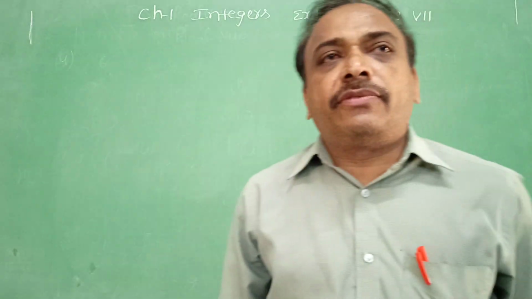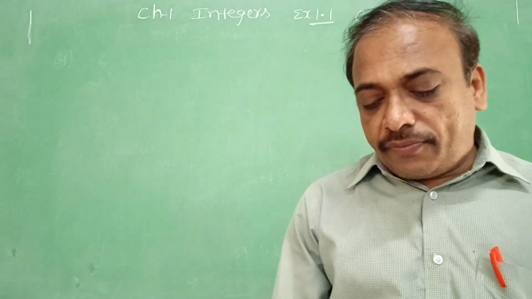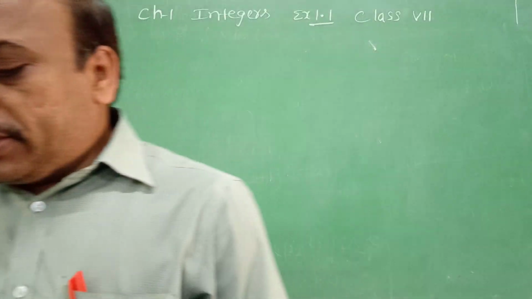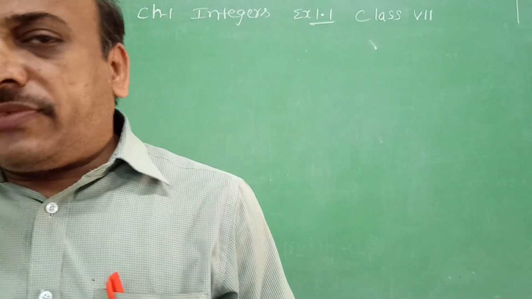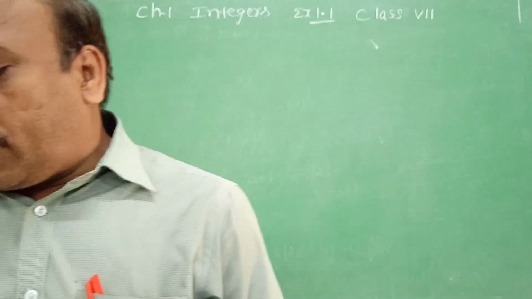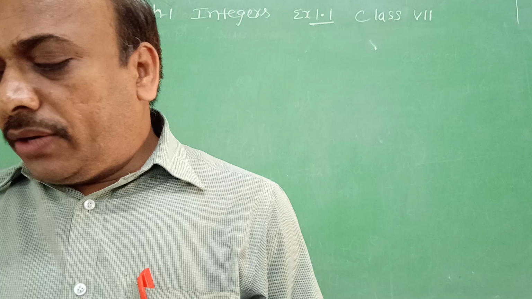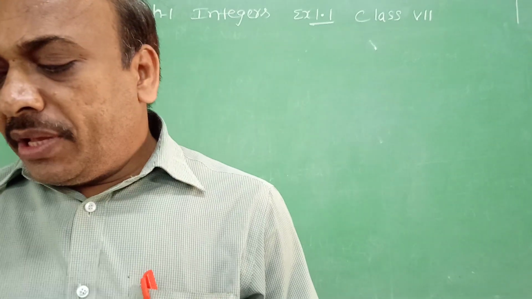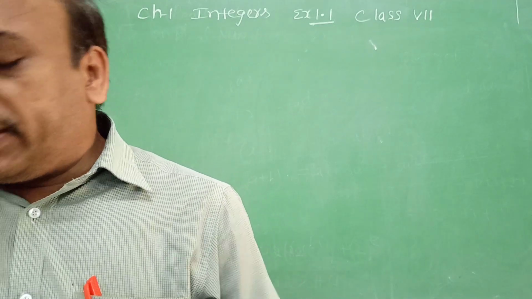So in the previous session we discussed some of the questions in exercise 1.1. Now today we are going to discuss question number 3: at Srinagar, the temperature was minus 5 degrees Celsius on Monday and it dropped by 2 degrees Celsius on Tuesday. What was the temperature at Srinagar on Tuesday? On Wednesday it rose by 4 degrees Celsius. What was the temperature on this day?